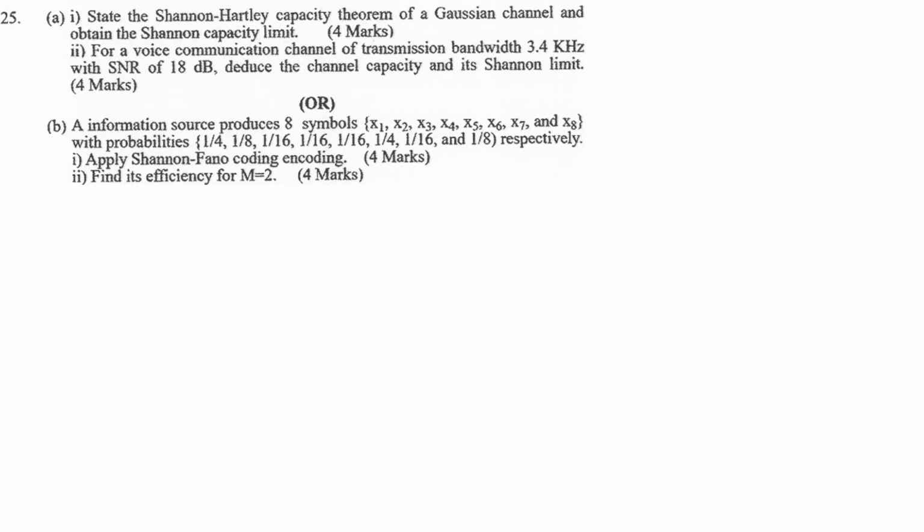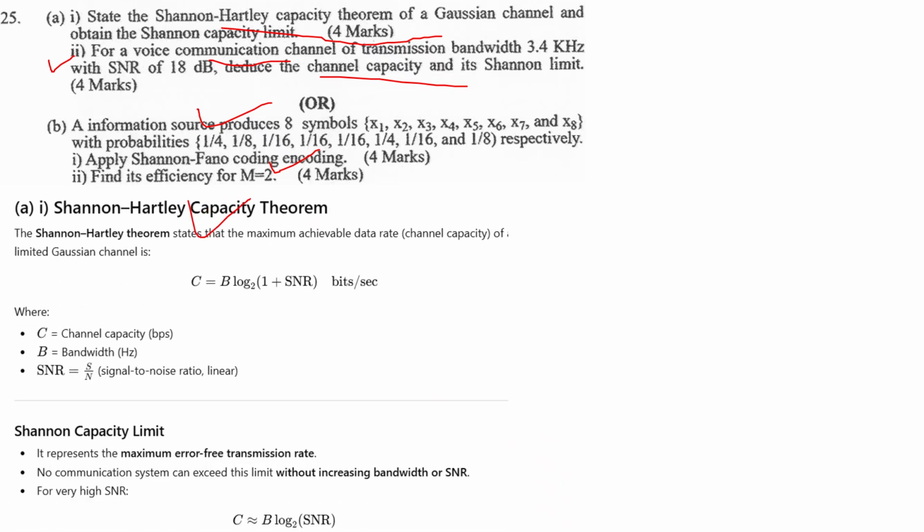Okay, so from the final unit, the question is from the Shannon-Hartley capacity theorem, and also you have to find one numerical, that is, you have to find the channel capacity, other things are given. And this is one source coding. You have to find the source encoding technique and the efficiency, right? Shannon coding. So what is the Shannon-Hartley capacity theorem?